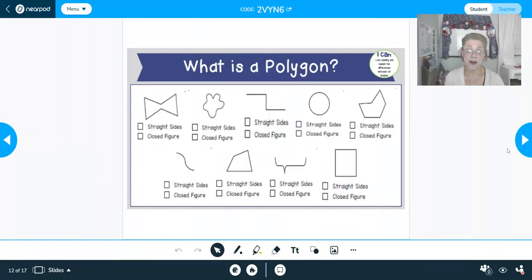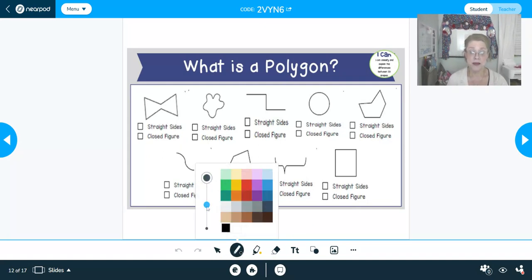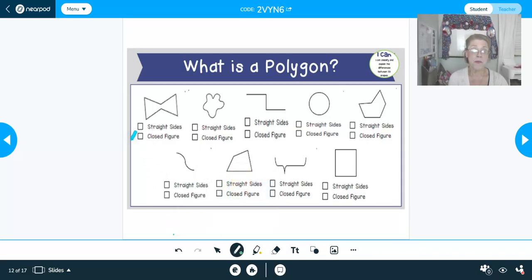So what is a polygon? What you're going to do is go through each shape and identify the shapes, looking at each one. You're going to mark off the shape. Is it made of straight lines? If it is, mark it off yes. Is it a closed figure? If it is, mark it off yes. Ask yourself, is this shape made of straight lines? Nope. Is it a closed figure? Yes. Actually, you only have to mark no.